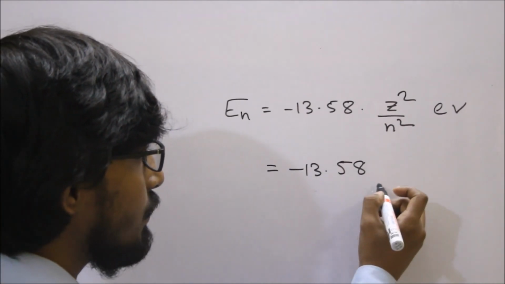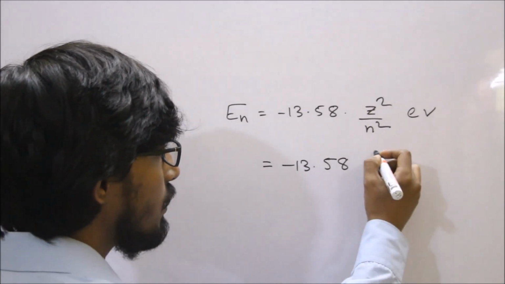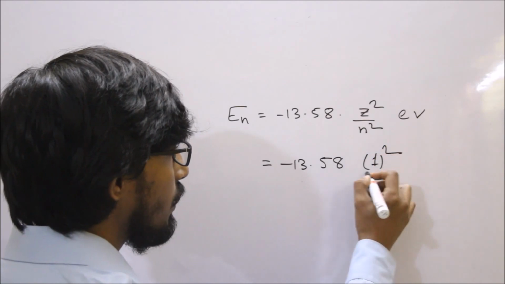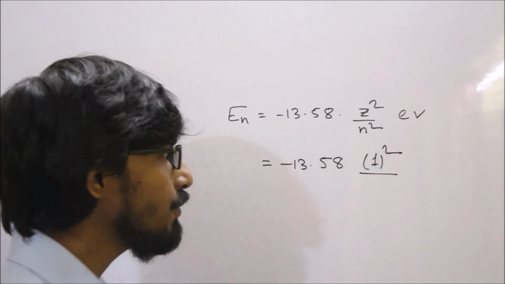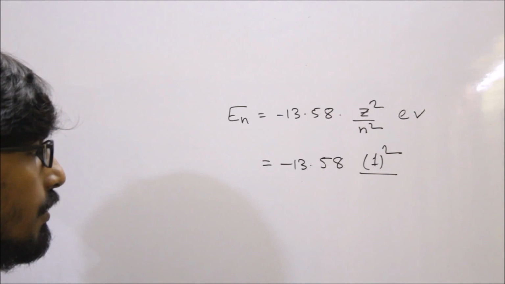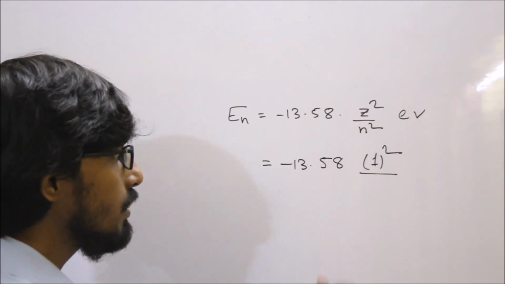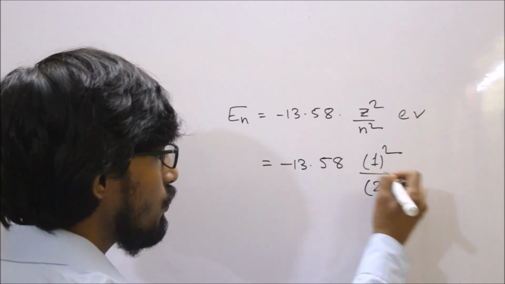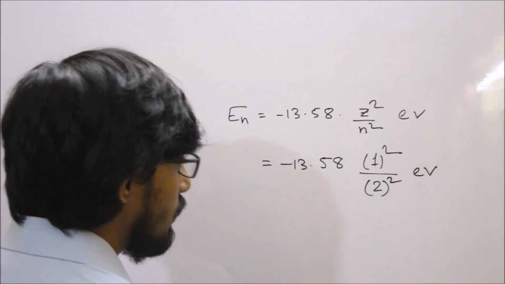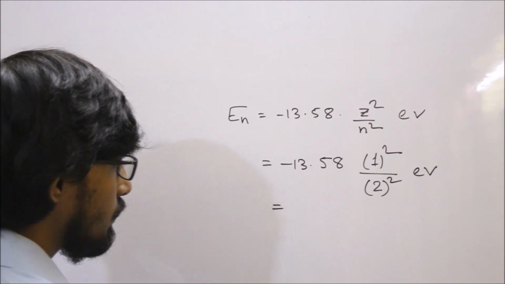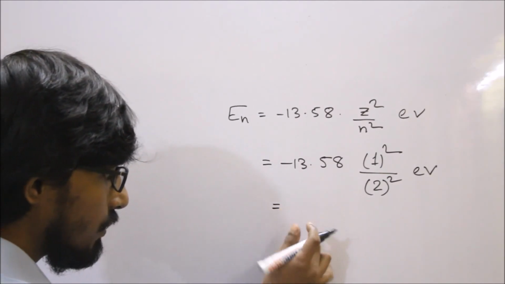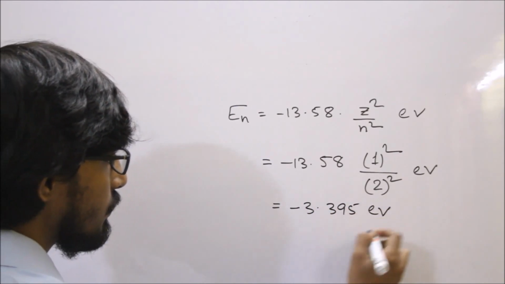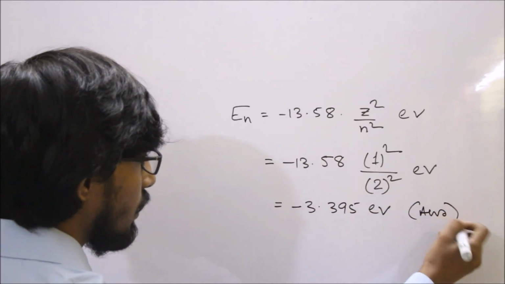For hydrogen atom, the value of Z, that means the number of protons, is 1. So 1 square. Now we have to calculate the energy for the second shell. That means here the value of n will be 2. So 2 square. Now after calculation, we have the answer minus 3.395 eV. So it will be our answer.